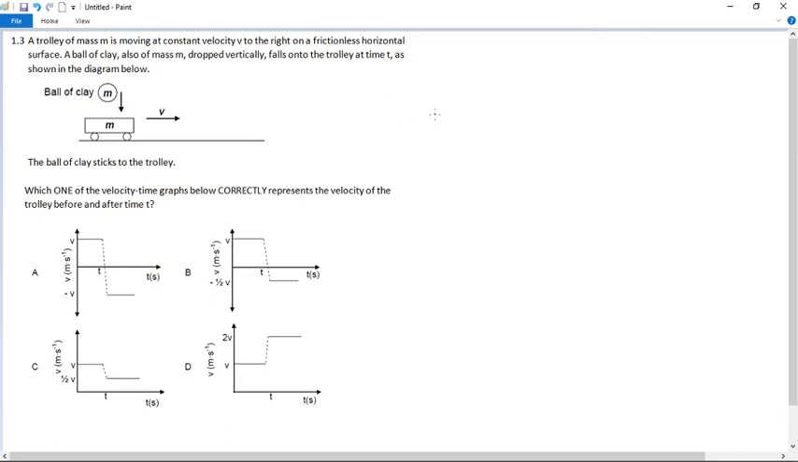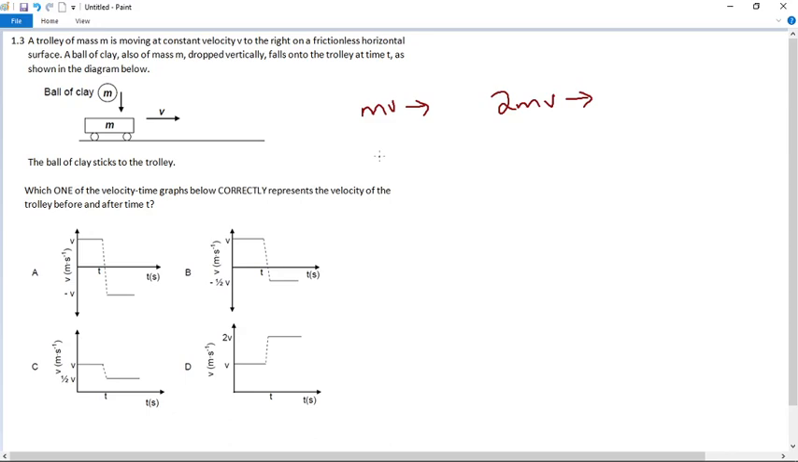It says a trolley of mass m is moving at a constant velocity to the right on a frictionless horizontal surface. A ball of clay, also of mass m, dropped vertically, falls onto the trolley at time t. So what are we doing here? We are changing the momentum of the trolley by changing its mass, because the ball of clay is sticking to the trolley. We had mv, and now we've got 2mv. But this ball of clay dropped vertically downwards is not going to change the direction of motion. The trolley is going to keep on going to the right.